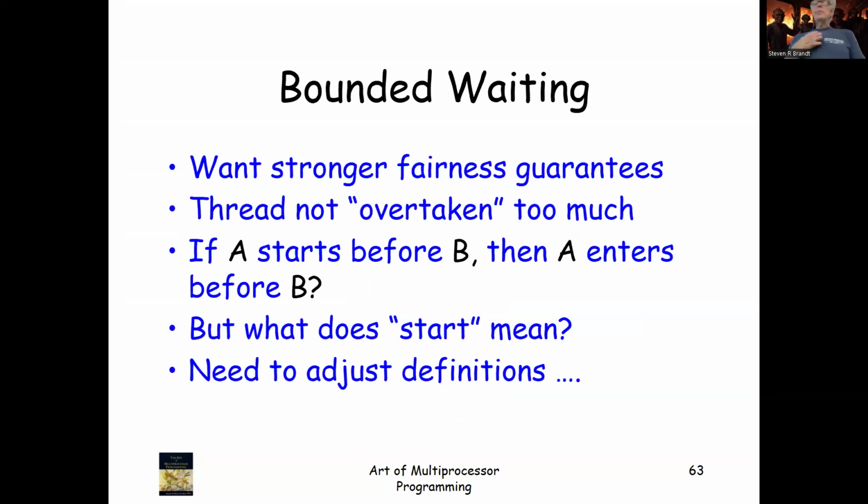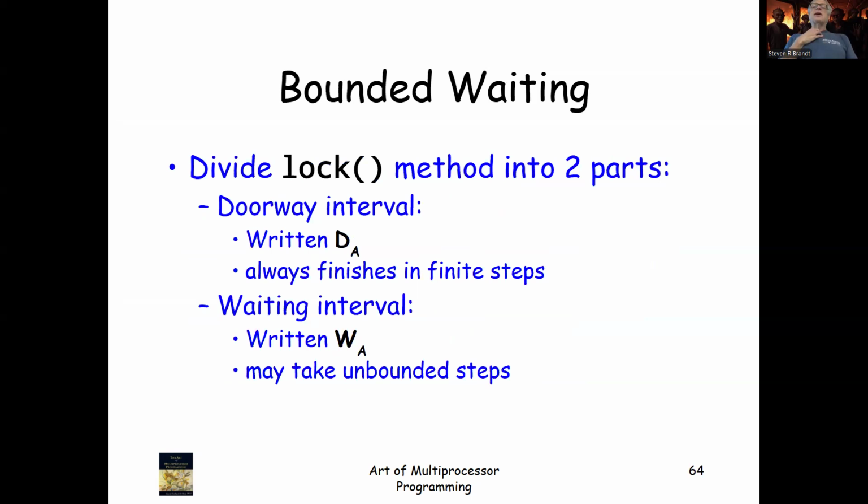But maybe we want stronger fairness guarantees. We want a thread not to be overtaken too much. So if A starts before B, then A enters before B, right? But what does start mean? So we need to make some adjustments to this. We're going to divide our lock into 2 parts: a doorway interval and a waiting interval. The doorway is always going to finish in a finite number of steps, and the waiting interval is going to be unbounded, but we're going to wait in order.